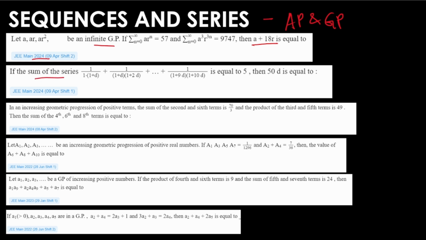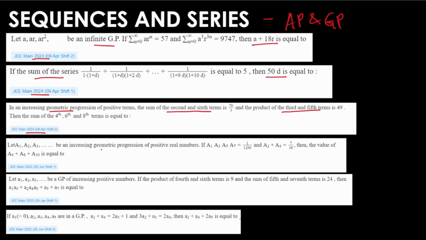Then summation of series. Then they're asking what is 50D, right? You need to find D. Actually, this kind of question is, I think, out of your syllabus as per the latest syllabus, but I'm not exactly sure. But this question was asked in 2024. Okay, recently happened JEE Main, it was asked. Now in the next question, again it's a GP where the sum of certain values is given, then the product of certain values is given. Then you need to find the sum of the fourth, sixth, and eighth term.